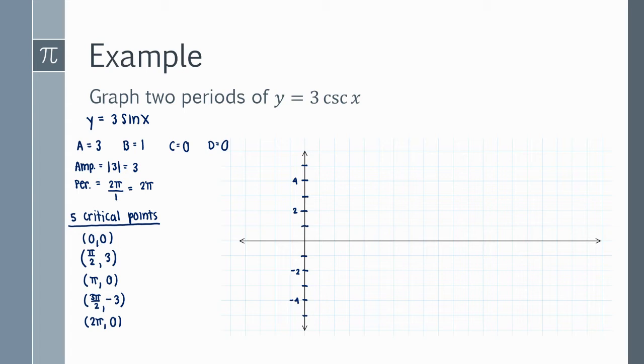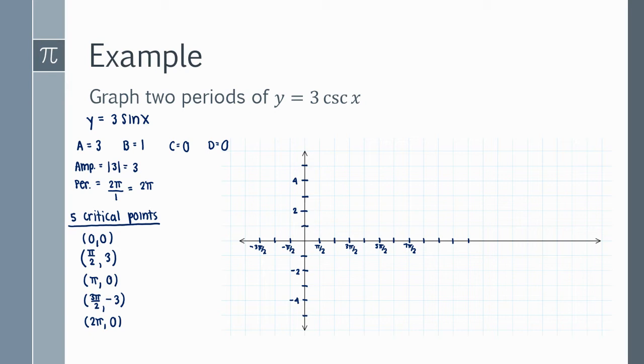All right, so I'm going to make every tick mark on the x-axis go up and down by pi over 2. So we'll have pi over 2, and then pi, then 3 pi over 2, then 2 pi. Then we'll have 5 pi over 2, 3 pi, 7 pi over 2, 4 pi, and so on and so forth. We'll have negative pi over 2 on this side, negative pi, negative 3 pi over 2.